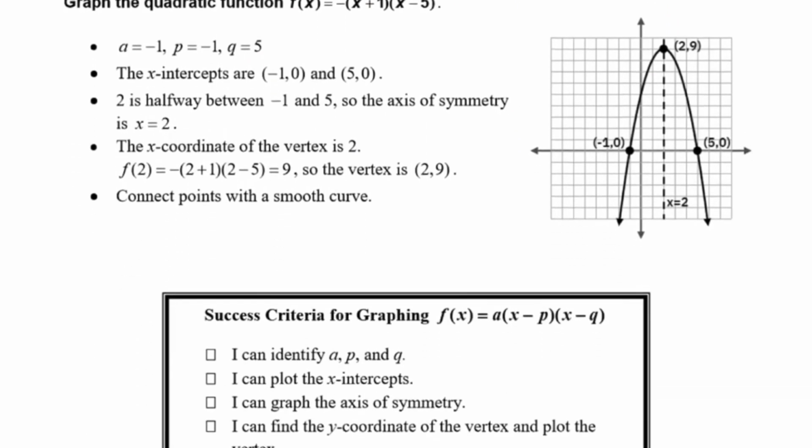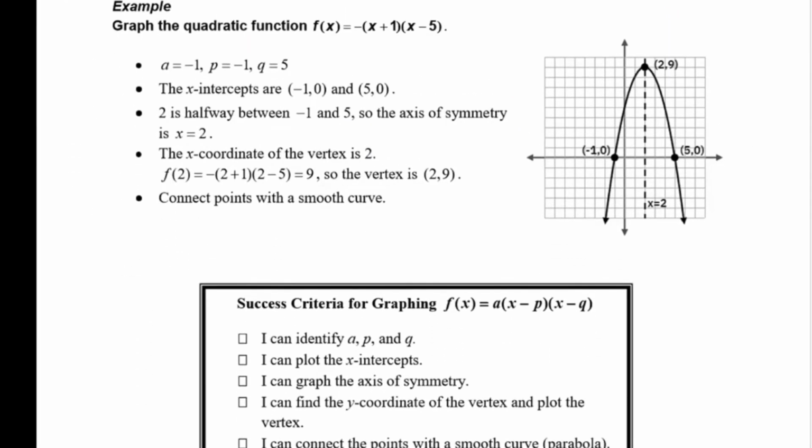Here's an example. I have my a is -1, my p is -1. Now how we get that, remember when we set them equal to 0, we do the opposite sign. So if I have x plus 1 equals 0, I subtract 1 from both sides and I get x equals -1. And if I have x minus 5 equals 0, I add 5 to both sides and I get x. My q is equal to 5. So my 2 points, I have -1, 0 and 5, 0.